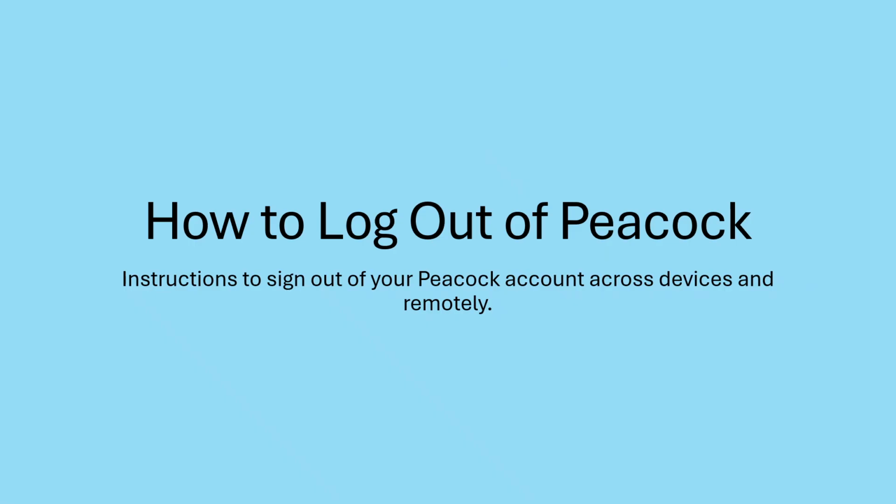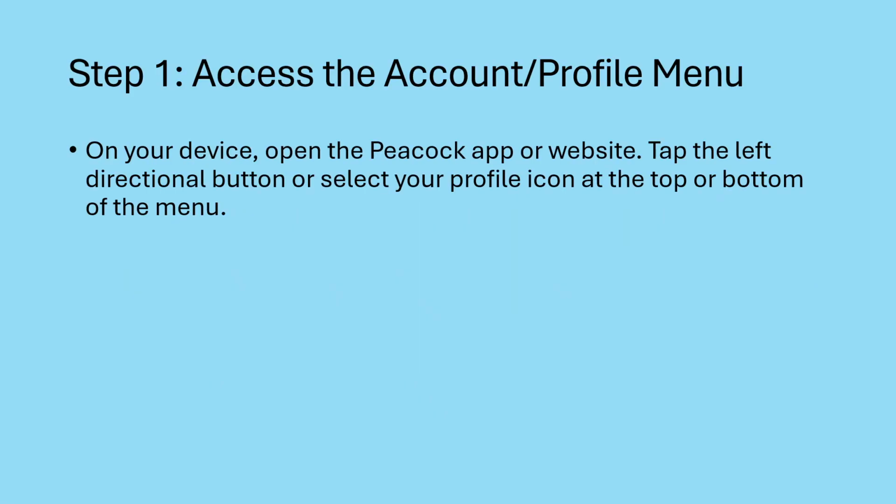In this video, I'll show you how to log out of Peacock. Step 1. Access the account profile menu. On your device, open the Peacock app or website. Tap the left directional button or select your profile icon at the top or bottom of the menu.